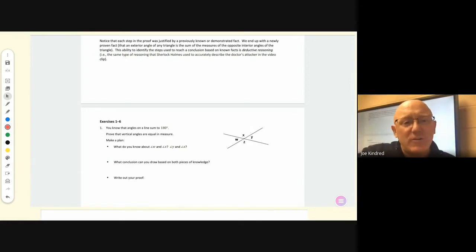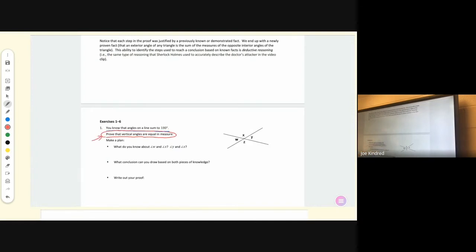And so we're going to do this here in number one. So let's start with number one, which we have to create on our own. First of all, you know that the angles on a line sum to 180. We know this. It wants us to prove that vertical angles are equal. So we're trying to prove vertical angles. So let's make a plan. What do you know about W and X? And then what also do you know about Y and X?